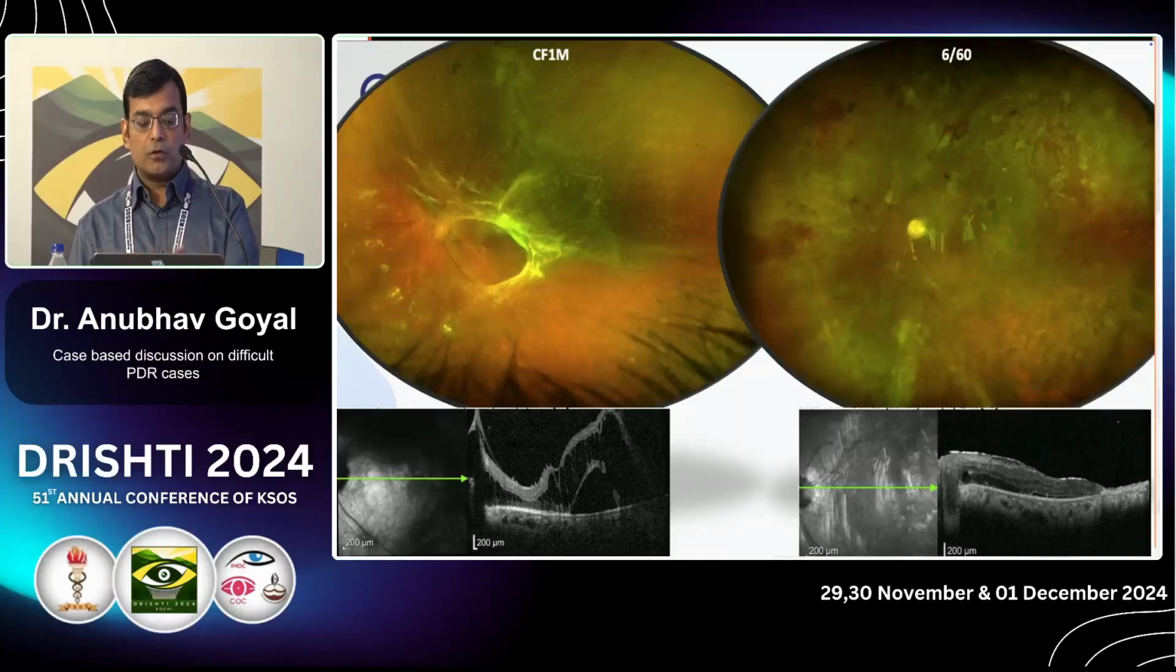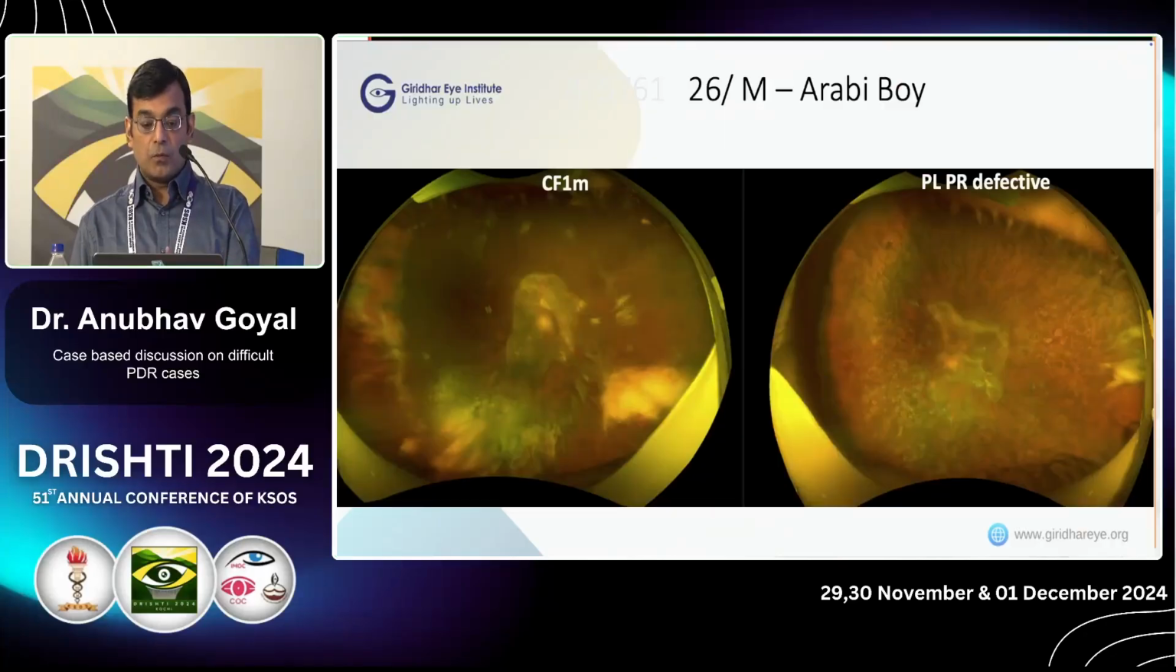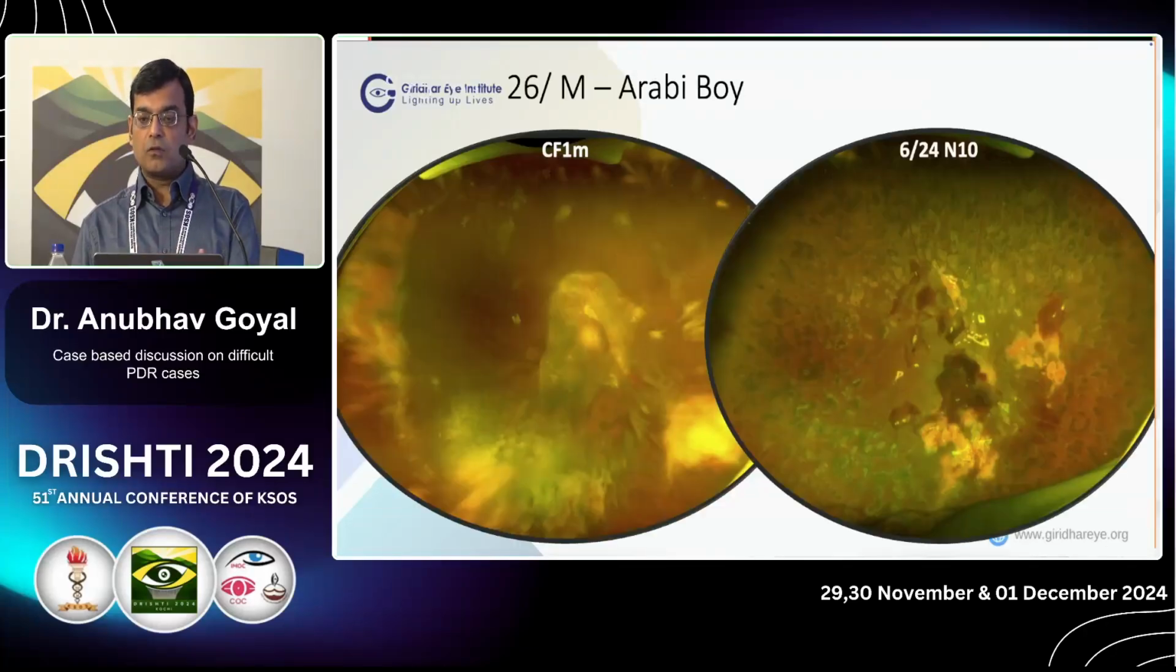This is a post-op result of a few other cases. The patient improved from 1 meter to 6/60 after surgery with attached macula. This is one Arabic boy, only 26, male, left eye no PL, right eye 1 meter vision, operated, and see the results, 6/24 and N10. Good vision, good results, but these are not very uniform results.